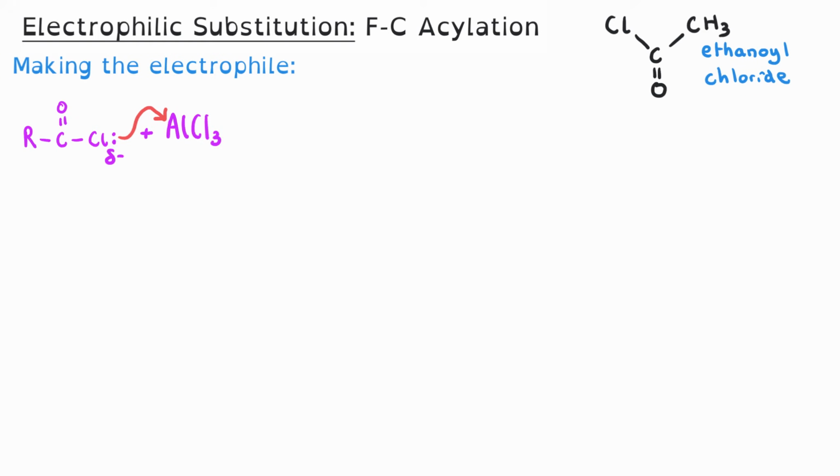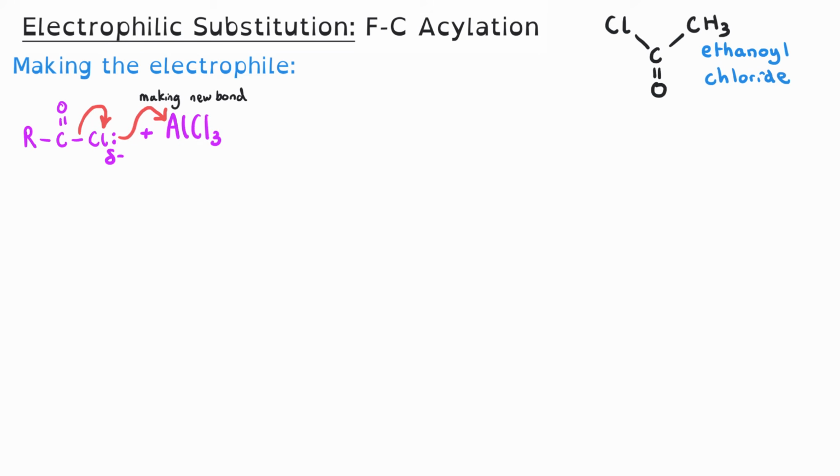And as that lone pair of electrons is pulled away from the chlorine as part of the acyl chloride, it in turn pulls electrons away from the carbon that is bonded to the oxygen within the acyl chloride. And so we can show this with curly arrows. We can show the curly arrow between the lone pair on the chlorine and the aluminium. That's showing a new bond is forming.